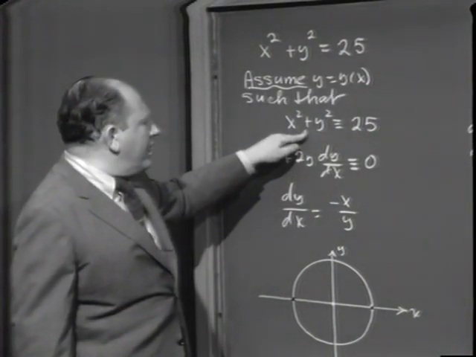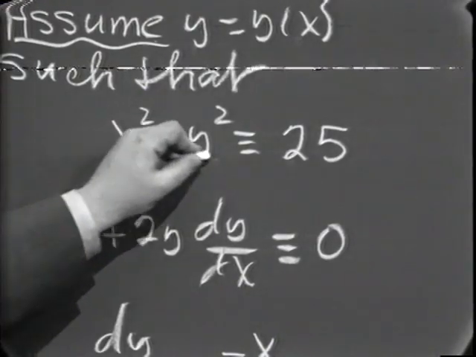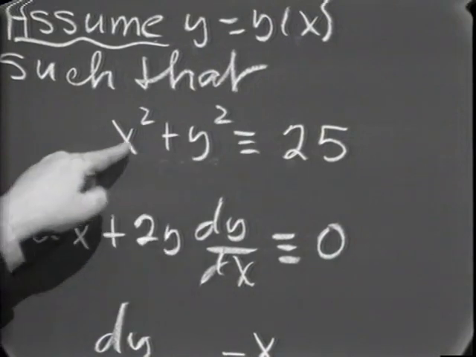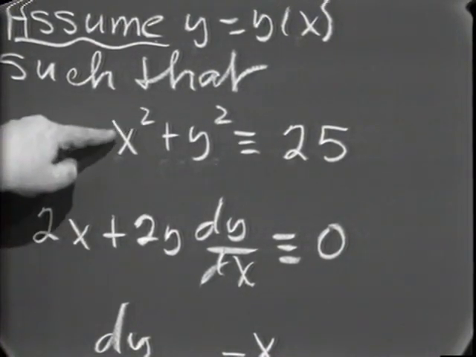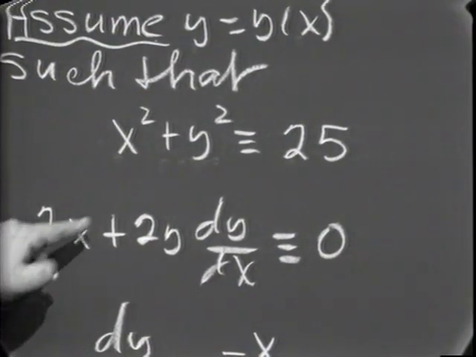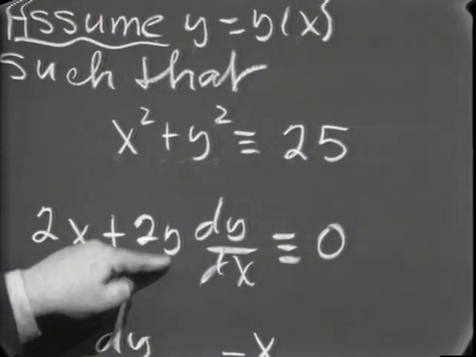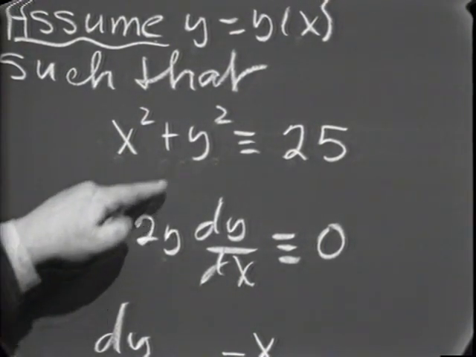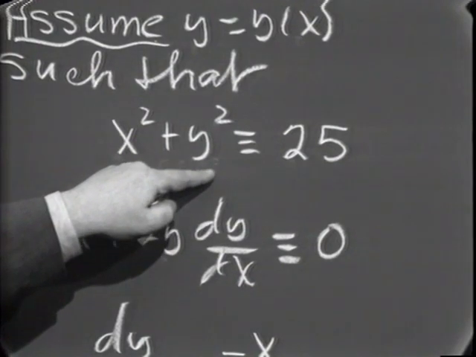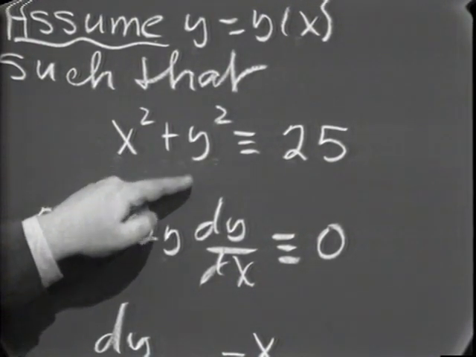If we now proceed by implicit differentiation here, you see the left-hand side is a function which is the sum of two functions of x. The derivative of the sum is the sum of the derivatives. The derivative of x squared with respect to x is 2x. The derivative of y squared with respect to x is not 2y. The derivative of y squared with respect to y is 2y. By the chain rule, the derivative of y squared with respect to x is what? The derivative of y squared with respect to y times dy/dx.